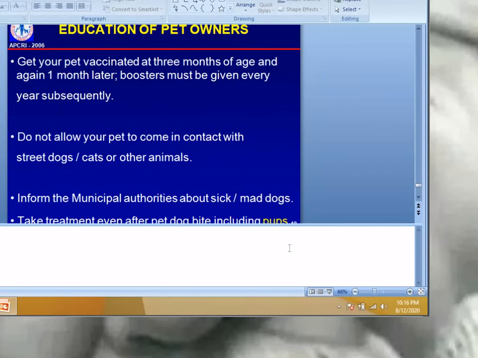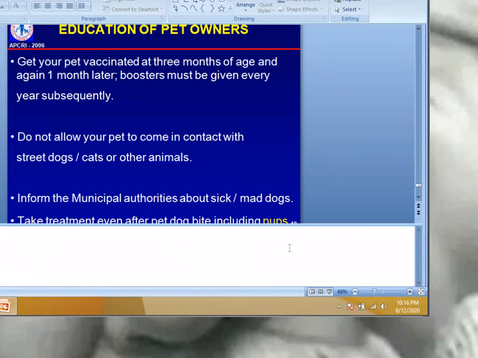And get your pet revaccinated at 3 months of age and again 1 month later, and boosters must be given every year subsequently. Do not allow your pet to come in contact with street dogs or cats or other animals. Inform the municipal authorities about sick and mad dogs, and take treatment, including the injections, even after a pet dog bite.